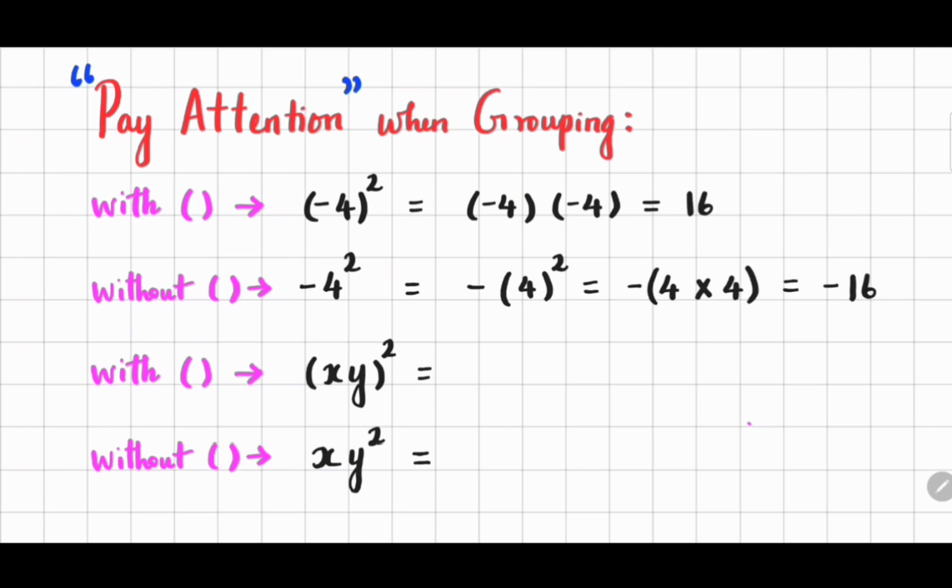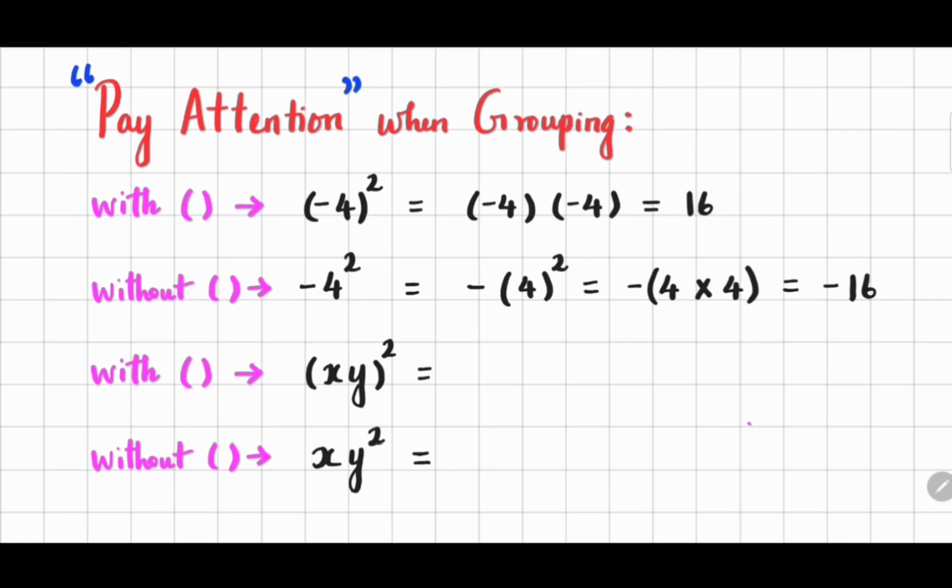It is important to recognize the difference between expressions such as (-4) whole square and -4 square. In (-4) the whole square, the brackets indicate that the power applies to the negative sign as well as to the 4. But in -4 square, the exponent applies only to the 4. So, (-4) the whole square equals 16 and -4 square equals -16.